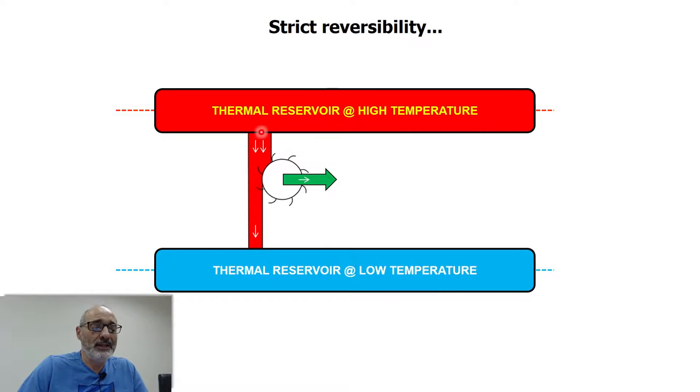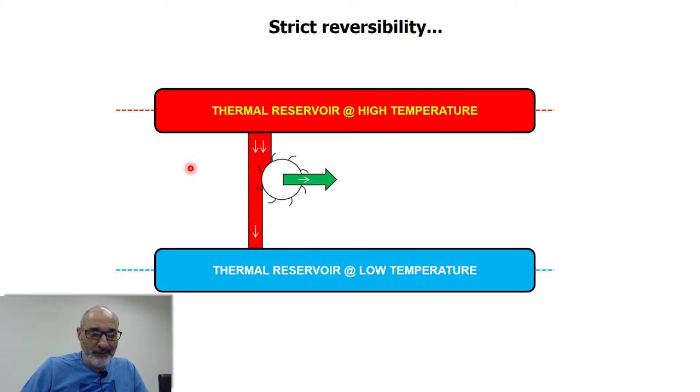Okay, so let's start with a thermal machine. I have two units of heat energy being drawn from the thermal reservoir. These two units of thermal energy are converted to one unit of work, and I have to reject one unit of heat down here.